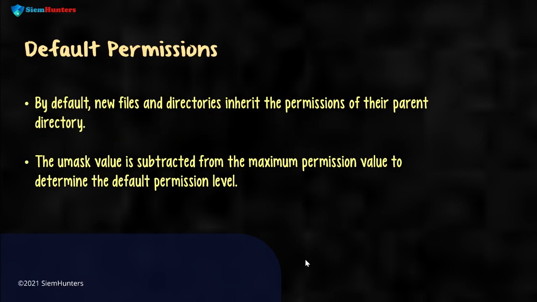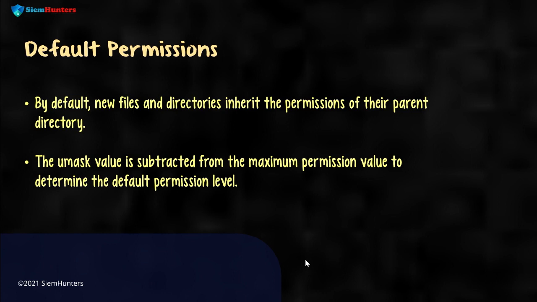Now let's see what the default permissions are. By default, new files and directories inherit the permissions of their parent directory. This can be changed by using the umask command to set a different default permission level. The umask value is subtracted from the maximum permission value to determine the default permission level. For example, if the umask value is 022, the default permission level will be 755 (777 minus 022).